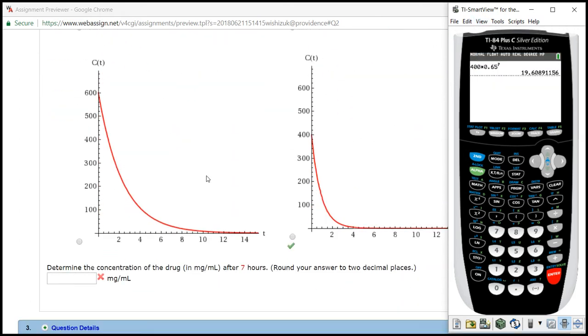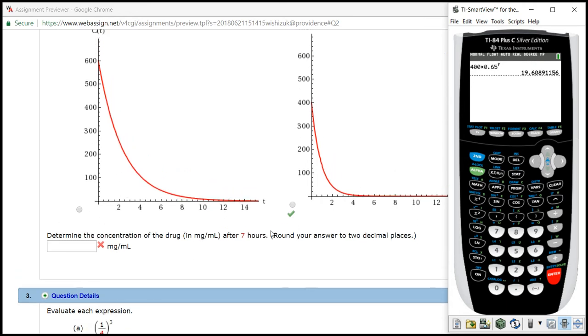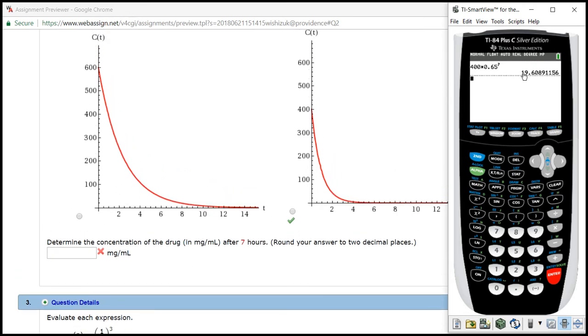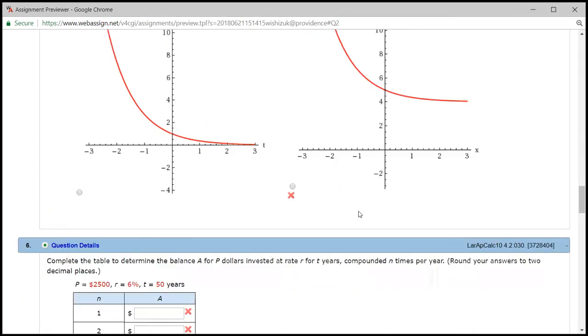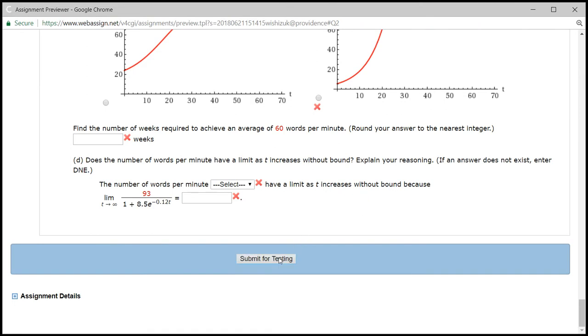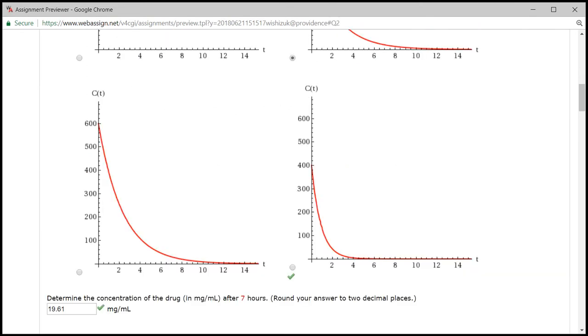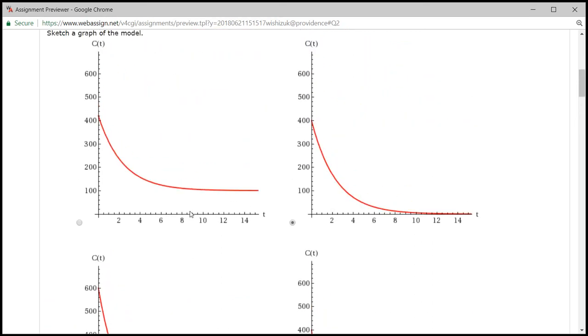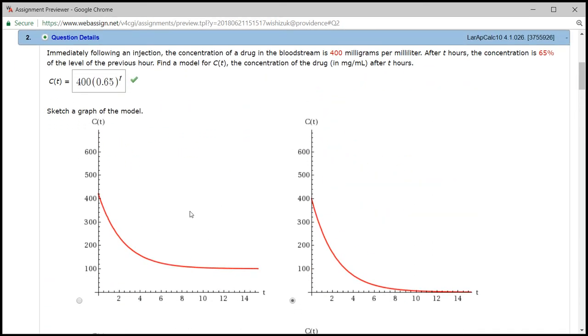Let's see, what's the 2 decimal places? So I have to put 19.61. Let's put that in, 19.61, and submit for testing. I came back and it looks like we got this one correctly. That's it. I hope that this was clear.